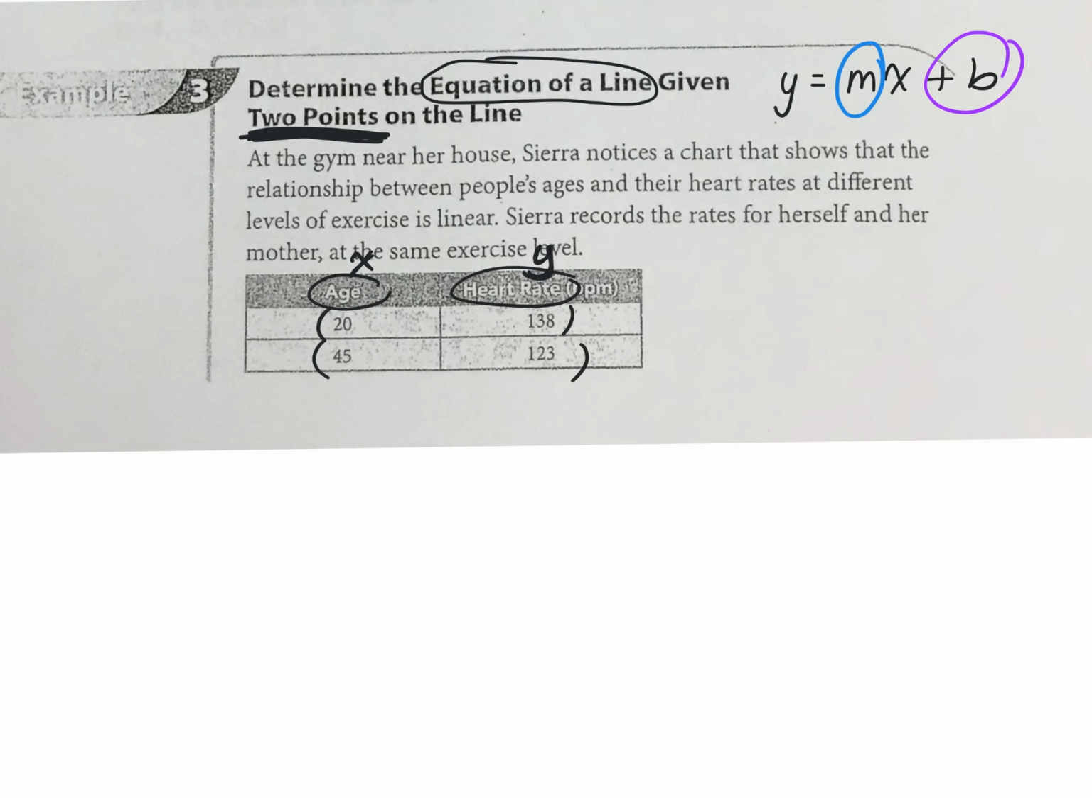If we were to graph this, we would plot those 2 points and connect them and make a line. What are the 2 points? I'm going to call this A and B. What's point A? 20, 138. And point B? 45, 123, right? When you're writing down coordinates, we label them X, Y, right?